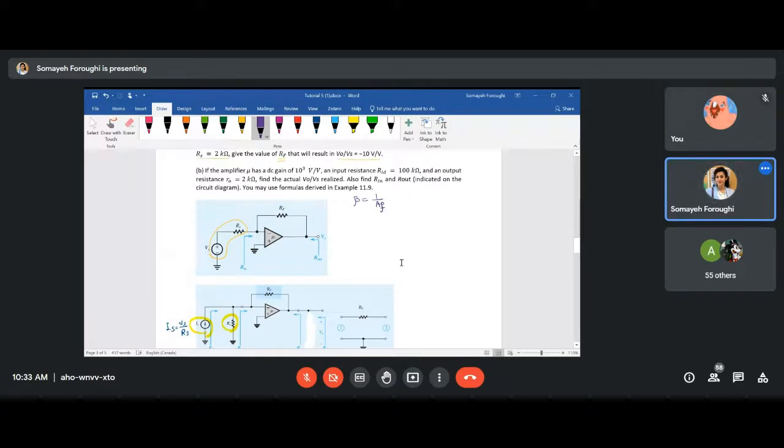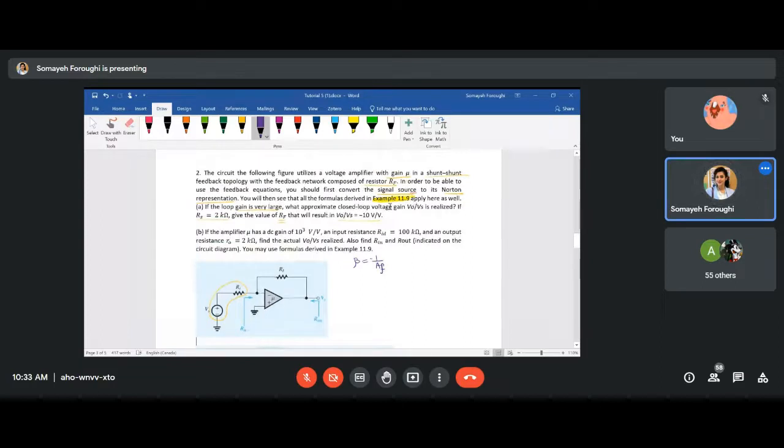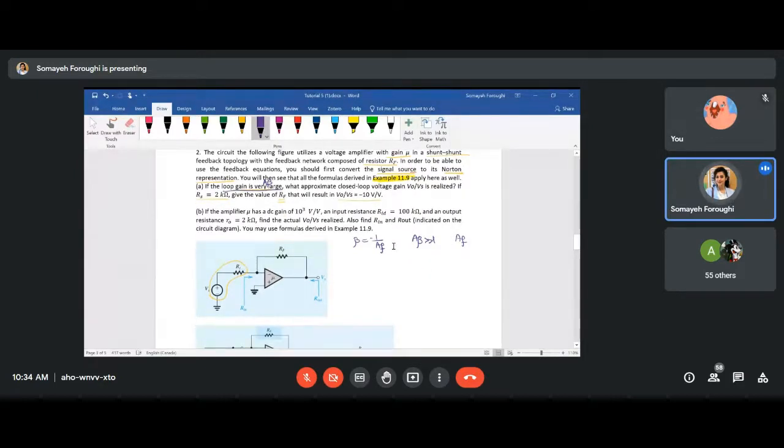But, oh, sorry, since it's connected to the negative terminal, it will be negative 1 over AF. And then the question is saying that the loop gain is very large. What is the loop gain? Loop gain is A beta. It says if A beta is very, very large, then what's happening? Then it says find AF. So literally we know that AF is A over 1 plus A beta.